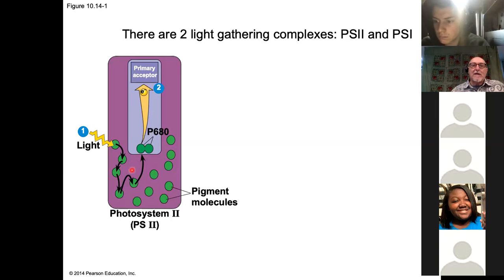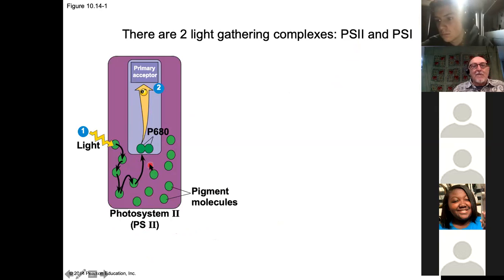Because have a look here. There are two light gathering complexes. They're called PS2 and PS1. The names are unfortunate. It's just when they were discovered. PS1 was discovered before PS2, but we actually talk about PS2 first. It's the first one in the scheme. That's a little bit unfortunate.